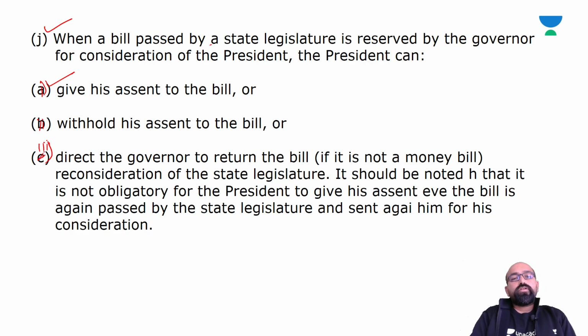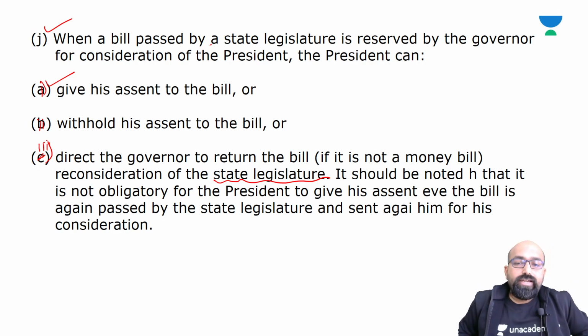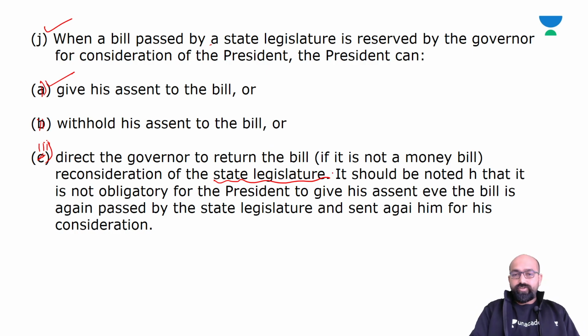So, when a bill passed by a state legislature is reserved by the governor for the consideration of the president, the president can give his assent to the bill, or he can withhold his assent to the bill, or he can direct the governor to return the bill for reconsideration of the state legislature. And it should be noted that it's not obligatory for the president to give his assent even if the bill is again passed by the state legislature and sent again to him for his consideration.